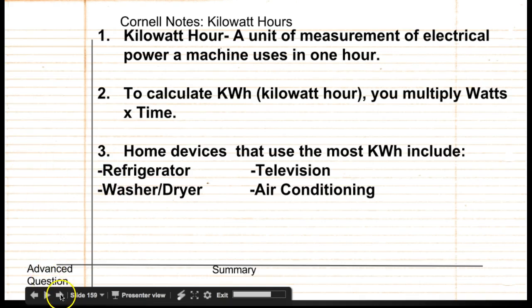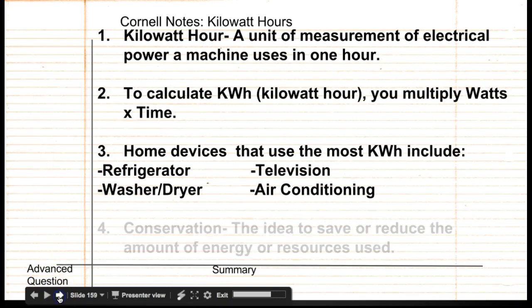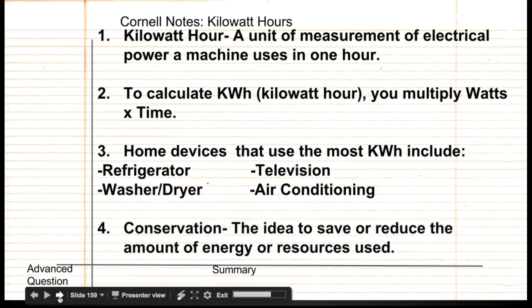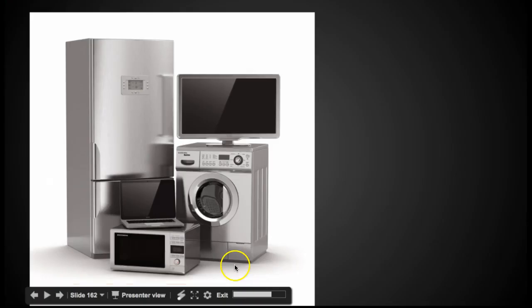Okay, let's move on to number 4, the last idea for today. So this leads us to the idea of conservation. And we've briefly talked about this idea here and there as we've been learning about energy. But it's an idea to save or to reduce the amount of energy, in this case electrical energy, or resources that we use. So here are some of the devices that use up the most electricity, with refrigerators and dryers and washers being some of the most energy draining.